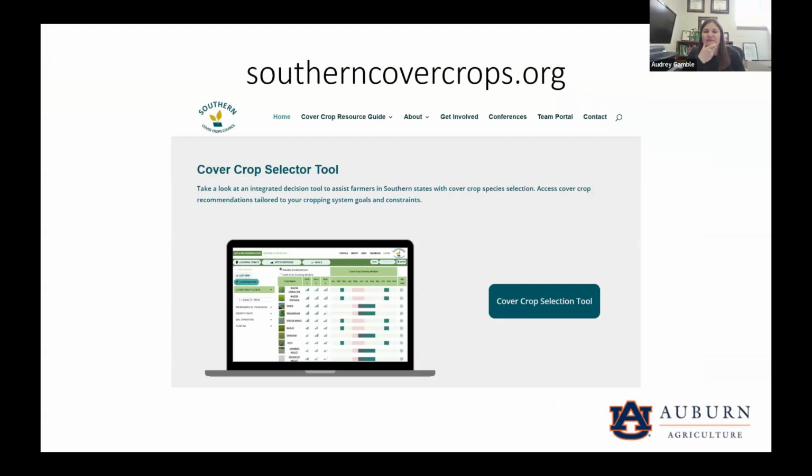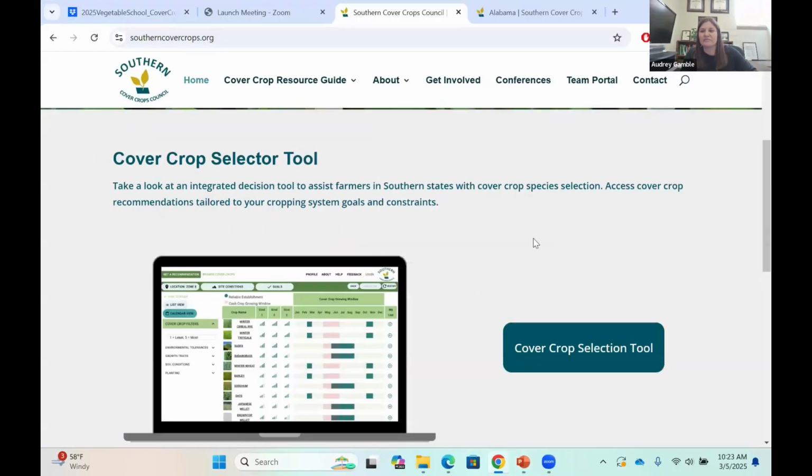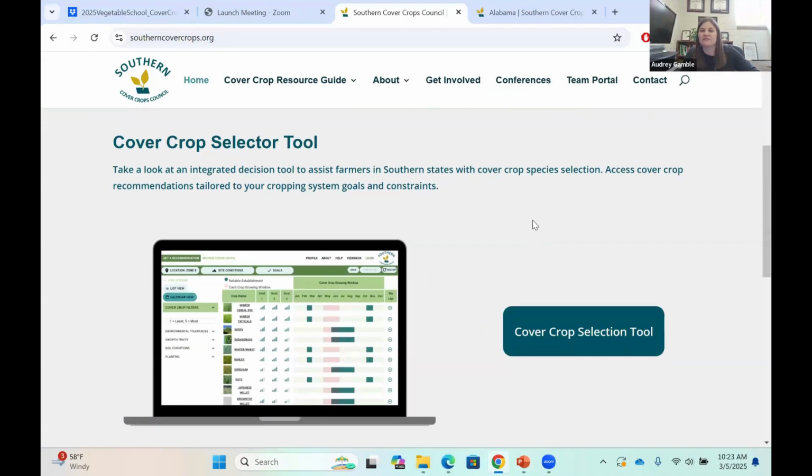So I have a link to a tool here on the Southern Cover Crops Council website. This is a cover crop selector tool, and this has been an effort of the Southern Cover Crop Council and the Northeast Cover Crop Council over the past several years. There's dozens of different scientists that have contributed to this tool, and I'm going to pull this up on my screen. Chip, can you see that okay? Yes, we can. Okay, perfect. Just wanted to double check before I went any further.